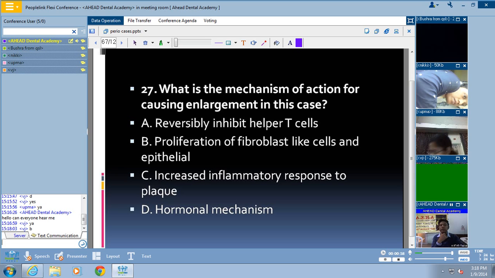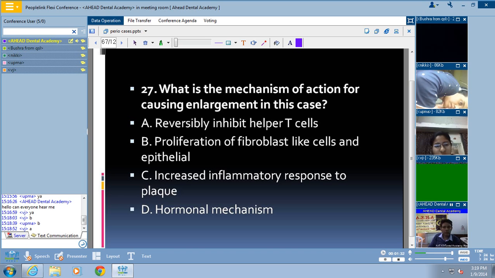What's the mechanism of action? See, it's an immunosuppressant. So what out of these four looks like it's going to suppress the immune response? Pretty straightforward one. Think about it. We are talking about immunosuppressants causing gingival enlargement, so they'll cause some immune response stoppage. VJ says it's A, reversibly inhibit helper T cells. Helper T cells are a part of immune complex. So the answer is A, that they reversibly inhibit helper T cells.